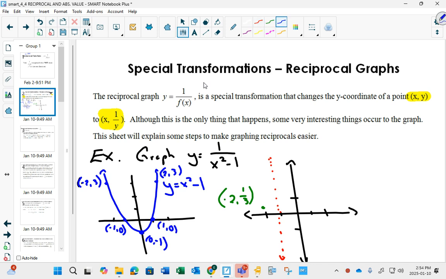Next point. I'm at 0, negative 1. If the rule says you take the y and do 1 over it, I'm going to get 1 over negative 1. Okay, that's not bad. That's going to be 0, negative 1 still, right? And another problematic point, but we already solved that. We're feeling pretty confident now. There's another asymptote. And then at 2 comma 3, we're going to have 2 comma 1 over 3. And we've done 5 points.